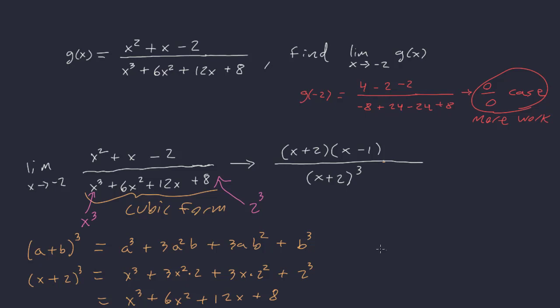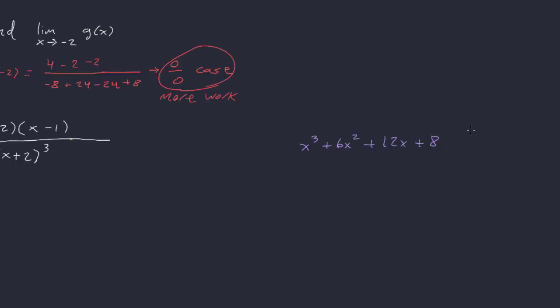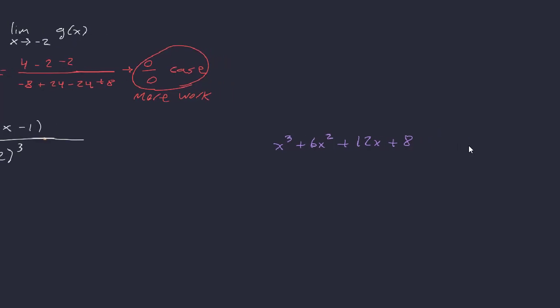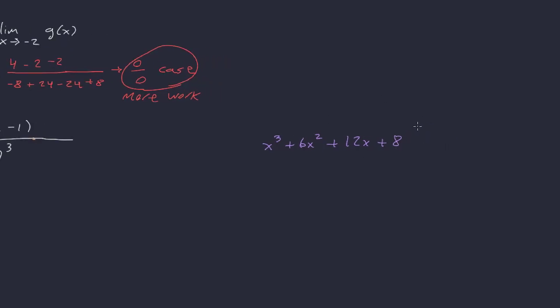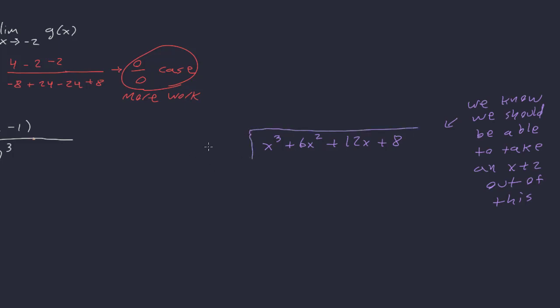Let me show you another thing you can do if you're not sure how to factor this. Okay, this is a bit of a divergence here, so skip this if you want. But what I'll say is that we know we should be able to take an x plus 2 out of this because it's the minus 2 that's causing the problems. Right, and if we're not sure how to factor it, what you can always do is long division. Or if you remember synthetic division, you can do it that way.